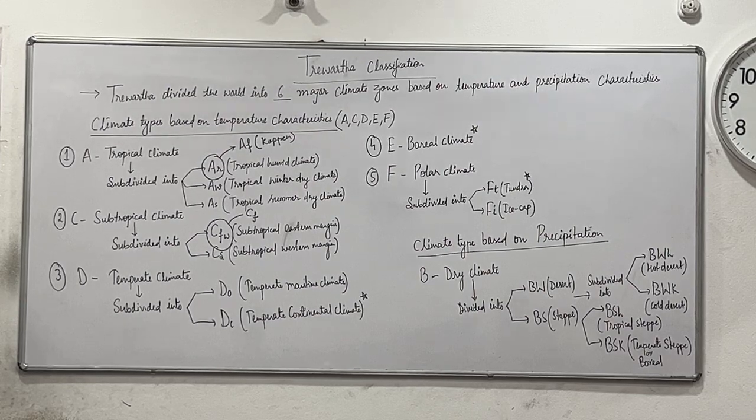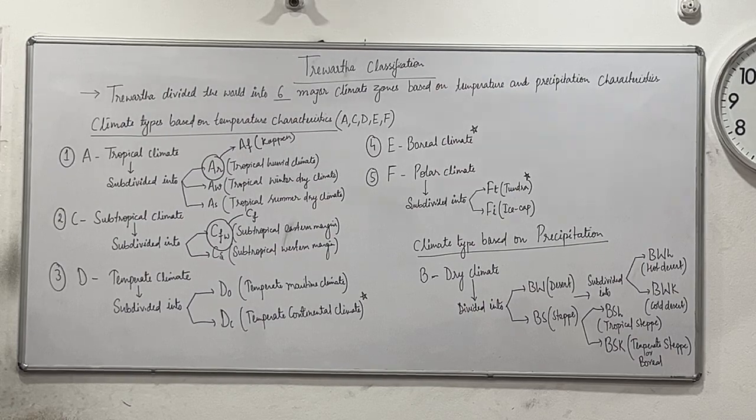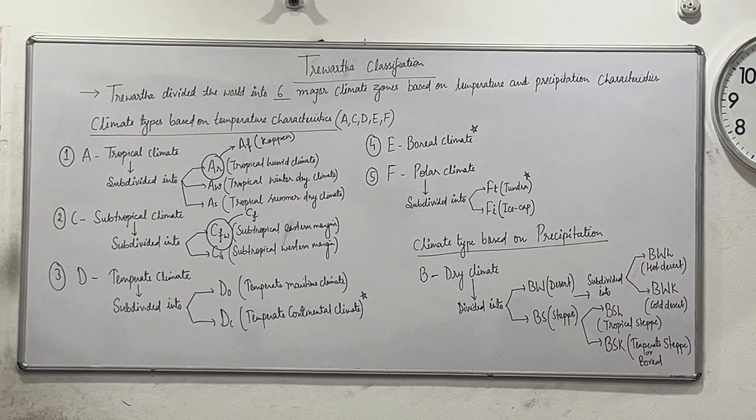Then you have DC, that is your temperate continental type. That means such climatic types which are found in the interior part of the continent, where the factor of continentality operates, and the temperature conditions during summer and winter are very extreme. You will find very low temperature during winter, and even in summer you have temperature not more than 10 degrees Celsius. So this is your temperate continental type, found in the interior part of the continent.